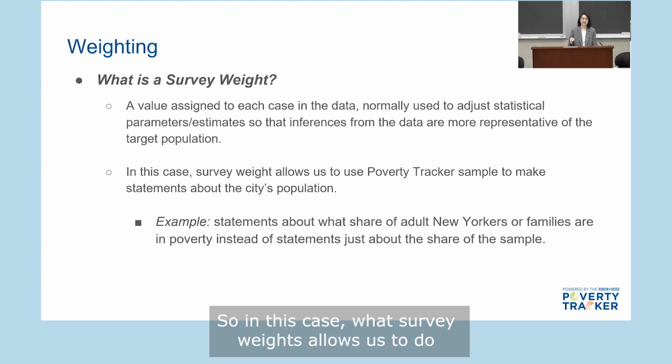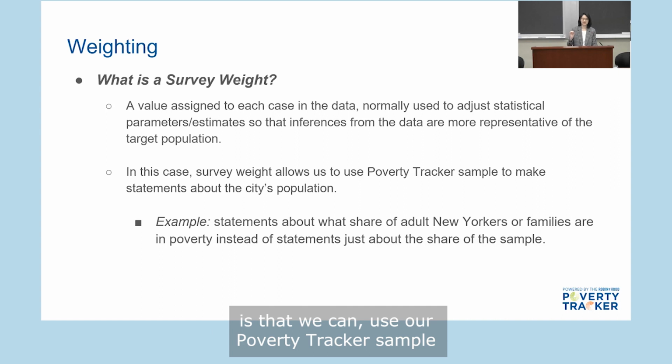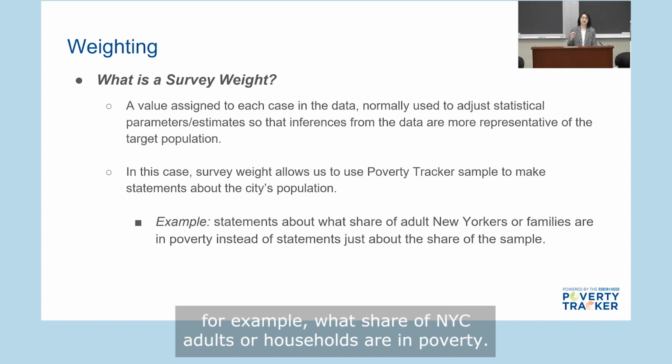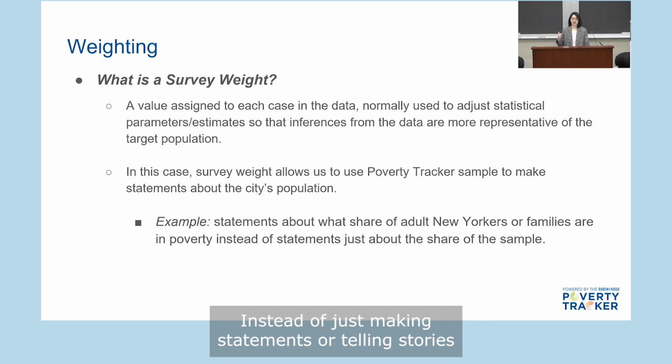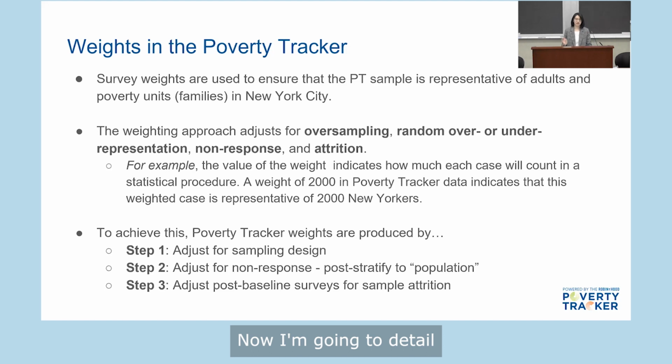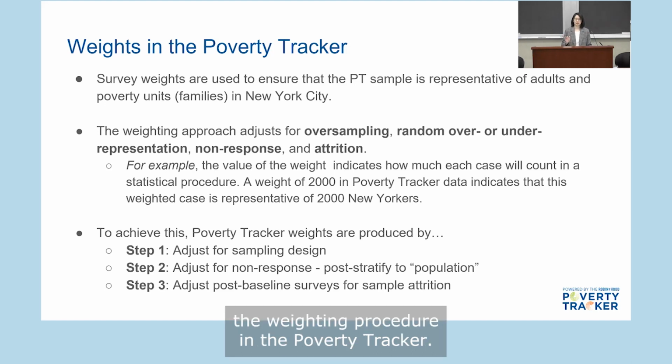In this case, for example, what survey weights allow us to do is use our Poverty Tracker sample to make statements about New York City's population. And we could say, for example, what share of New York City adults or households are in poverty, instead of just making statements or telling stories about the Poverty Tracker sample itself. Now I'm going to talk in more detail about the weighting procedure in Poverty Tracker.